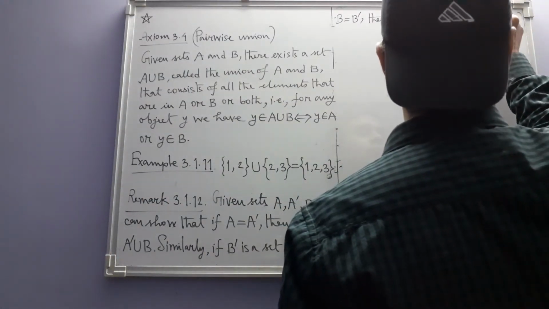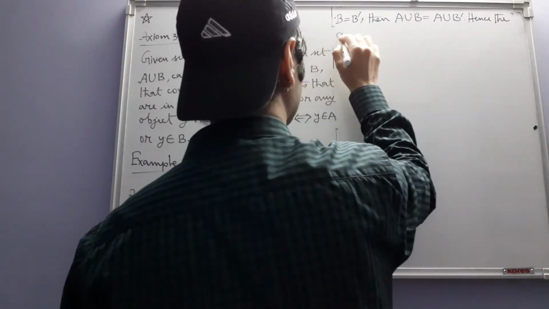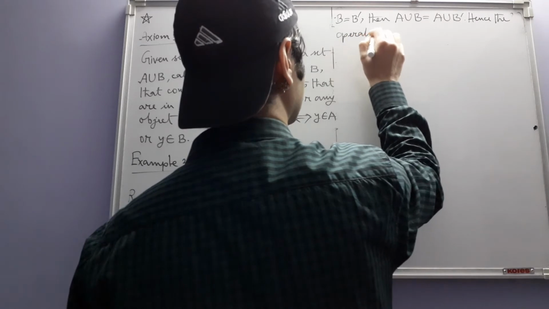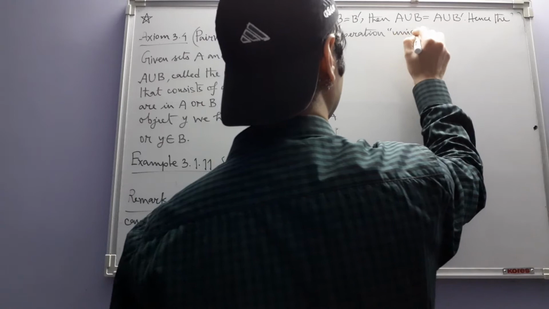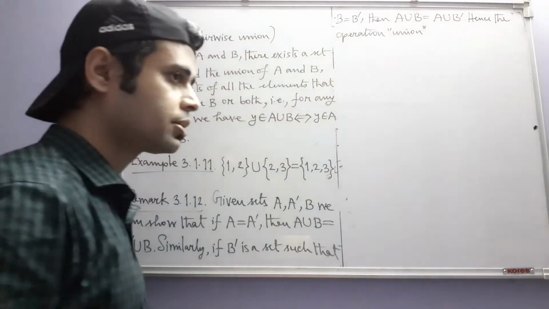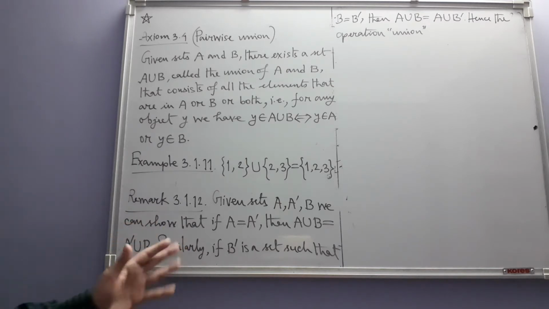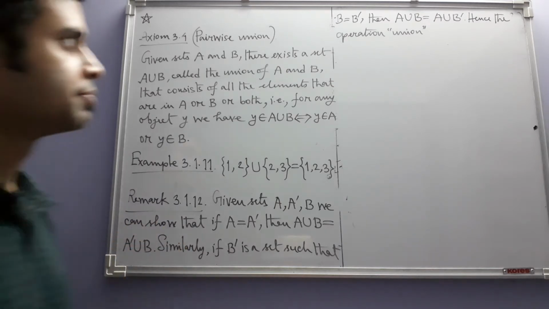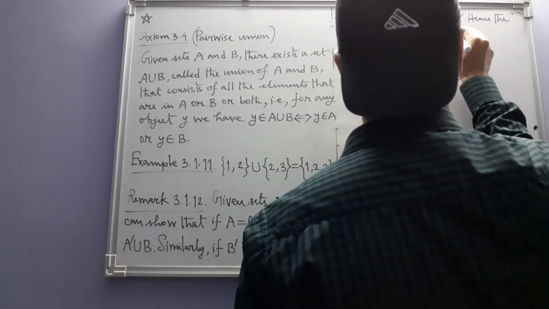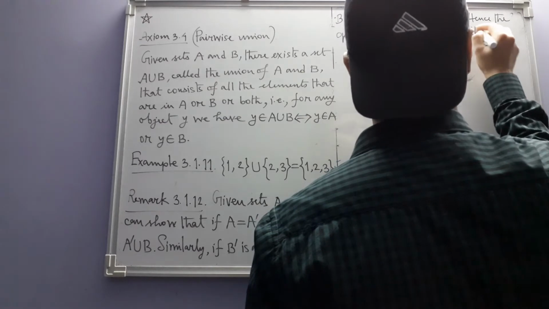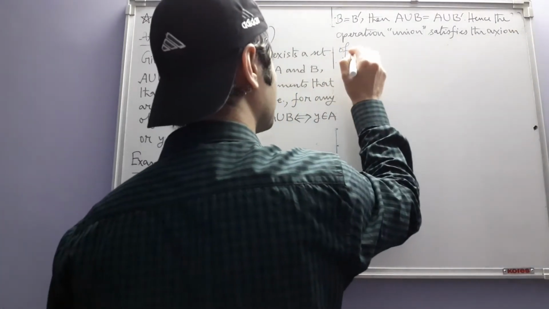Hence, the operation union, when we say operation union, it is defined on a class of objects. For us, that class of objects is the class of sets. Union satisfies the axiom of substitution.